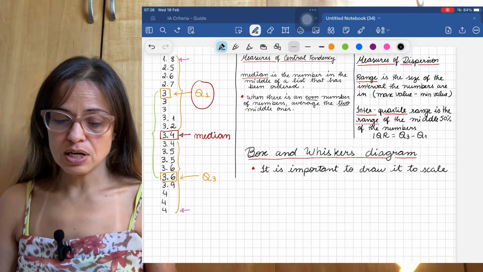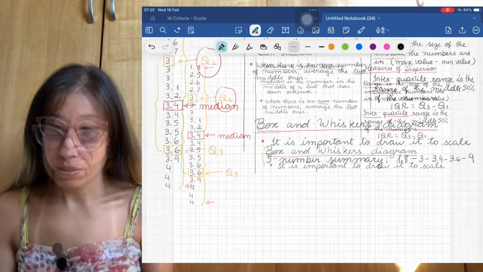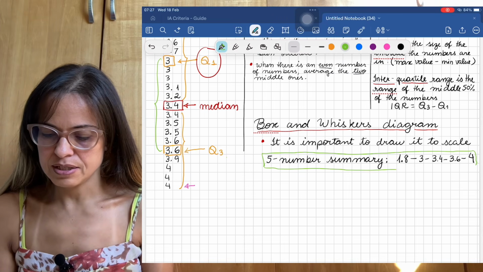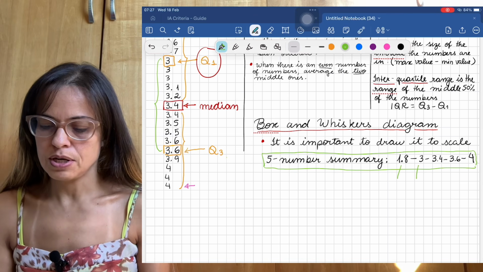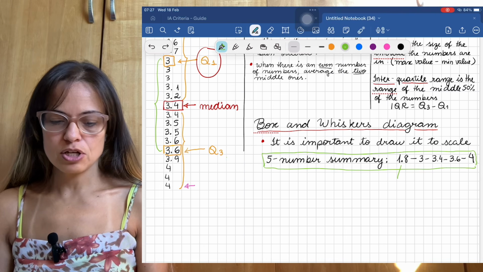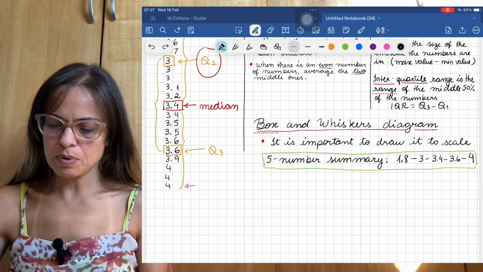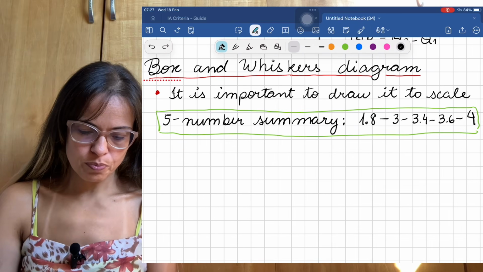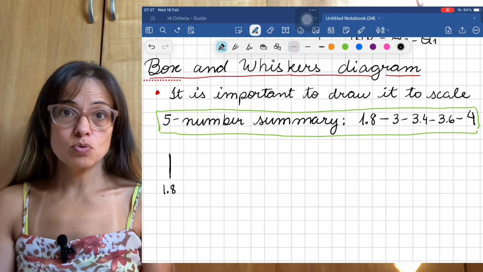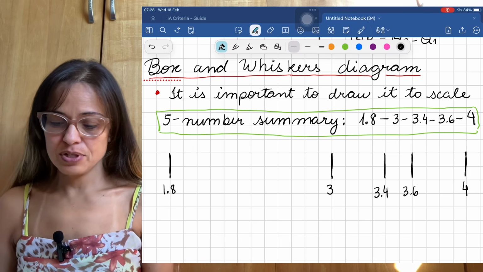So the box and whiskers diagram is going to use all of these things that we've mentioned so far. This is called a 5-number summary of the data set. It's the minimum value, Q1, median, Q3, and maximum value. Those are the 5 numbers that you're going to use to make a scale for your box and whiskers diagram. I have grid paper here, so let's put the 1.8 in the beginning and use 1 square for 0.1. Now the 5 number summary is on the grid to scale.